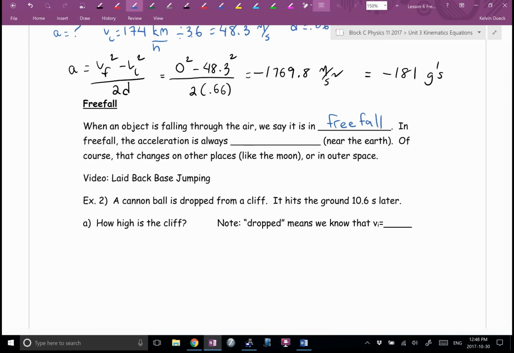In free fall, acceleration is always negative 9.8 meters per second squared if we're near the Earth. Next year in Physics 12, there is actually a way to calculate the universal gravitational field strength.